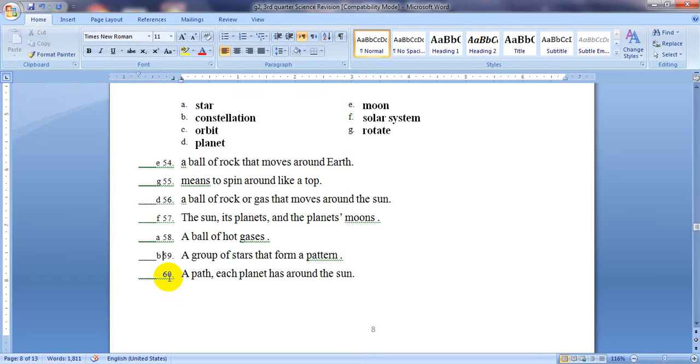The last one, number 60. A path each planet has around the sun. The way in which the planet moves around the sun is called an orbit. So it will be letter C.